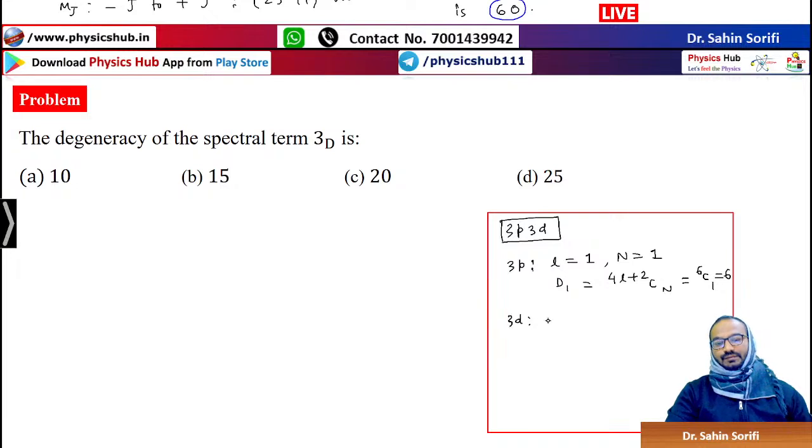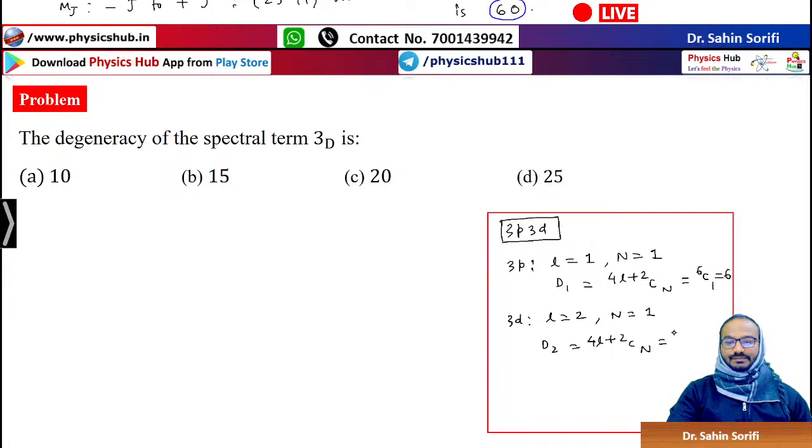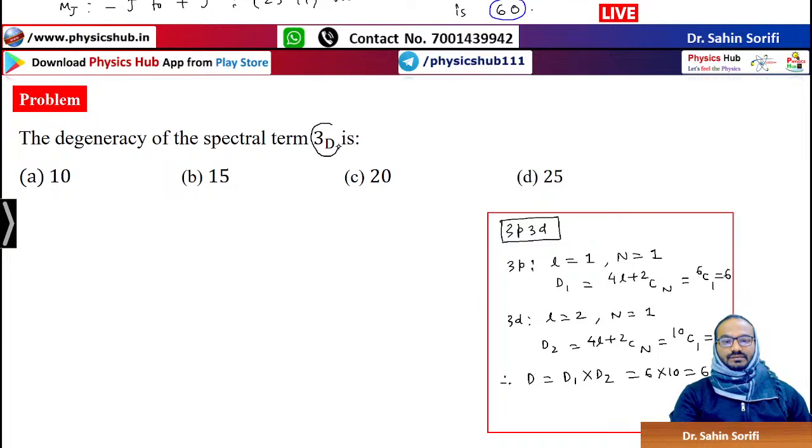Let's talk about 3d. What is the value of L? L equals 2. How many electrons? 1 electron. So the degeneracy for this is 4L plus 2 Cn. So 4 into 2 plus 2, 10C1, that is 10. So total degeneracy D equals D1 multiplied by D2, 6 into 10, 60. Okay. Using this logic, can you find out the degeneracy of the spectral term 3D?